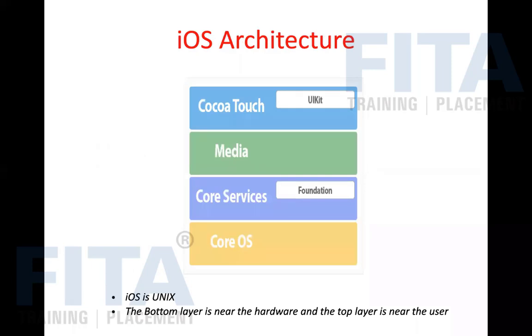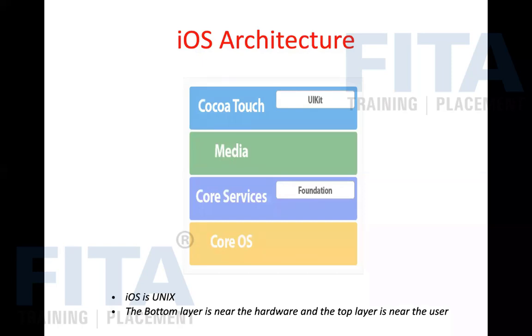First, we are going to start with iOS architecture. iOS architecture is basically a four-layer architecture, starting from Core OS and going up to Cocoa Touch. Core OS is the bottommost layer, near the hardware, and the top layer is near the user. The user interacts with all the UI objects like buttons, labels, switches and all those things, right? All those user interface objects the user interacts with come under the Cocoa Touch layer. And the base layer is Core OS.